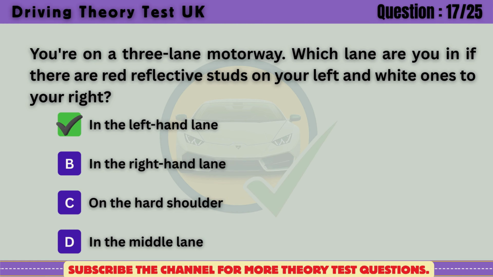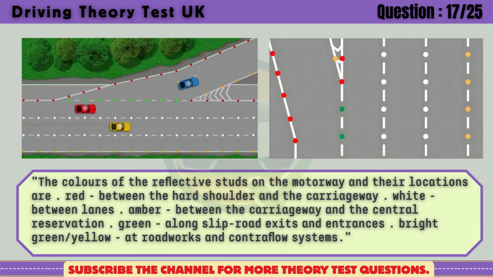Answer is A. In the left-hand lane. The colors of the reflective studs on the motorway and their locations are: red, between the hard shoulder and the carriageway; white, between lanes; amber, between the carriageway and the central reservation; green, along slip road exits and entrances; bright green, yellow, at roadworks and contraflow systems.